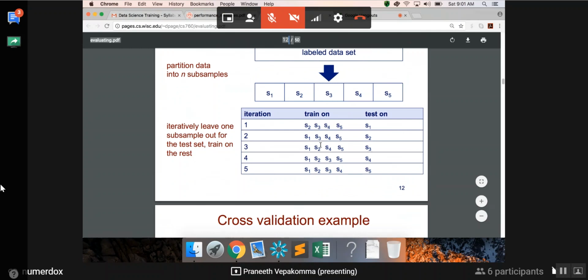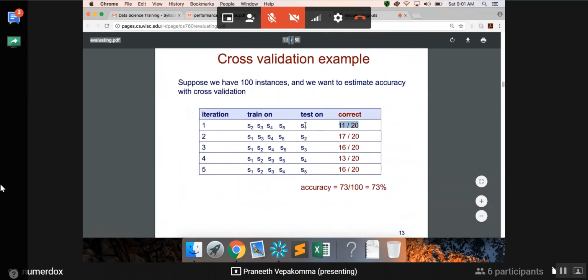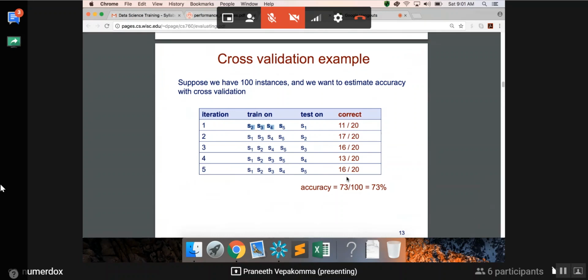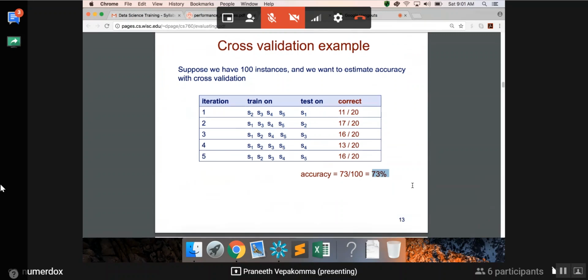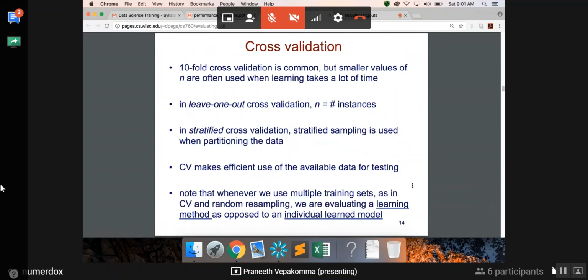That is cross-validation. So here he wrote, 11 by 20 were correctly predicted in this set. 17 by 20 were predicted well, and so on. So your average accuracy is this. This is just literally like your examinations. You have 5 midterm exams, you have 5 performances, how many marks or score you got, your grade, and you average your score. You get your final score, that kind of thing. It's as simple as that. Then in cross-validation, many kinds of cross-validations are there.